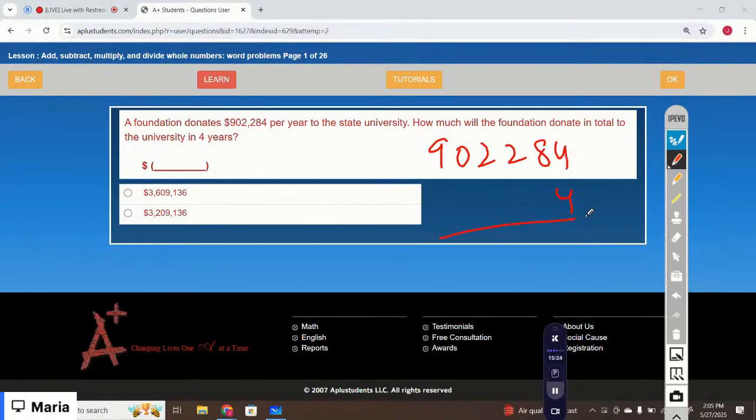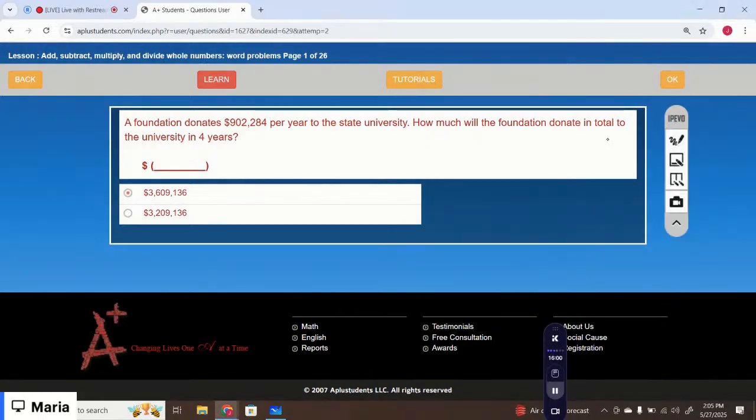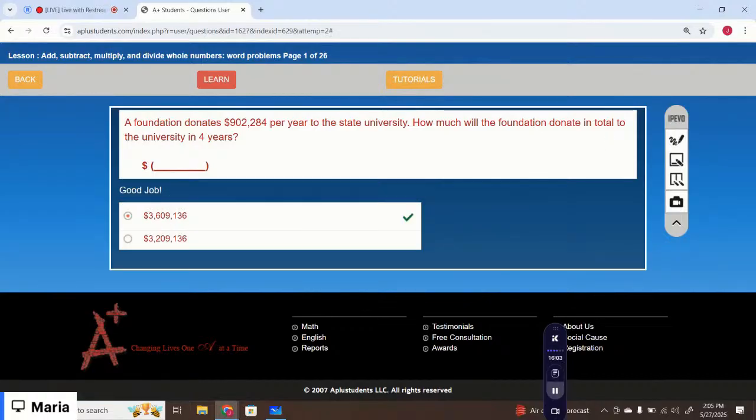902,284 times 4. 4 times 4 is 16, right? 6 carry 1. 4 times 8 is 32 and 1 is 33, right? 3 and carry 3. 4 times 2 is 8, 9, 10, 11, right? 1 and carry 1. 4 times 2 is 8 and 1, 9. 4 times 0 is 0 and 4 times 9 is 36. The option number one is the correct option, that is 3,609,136.